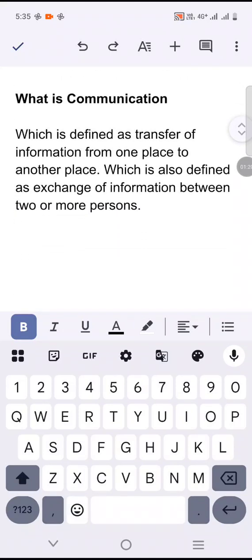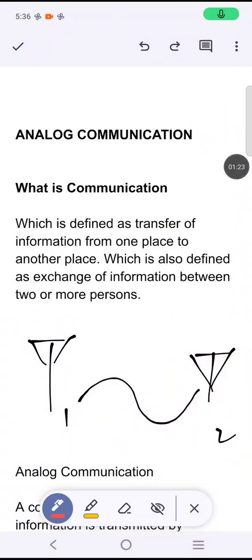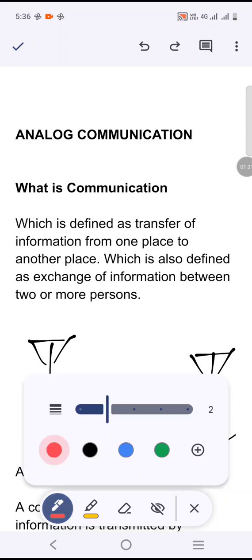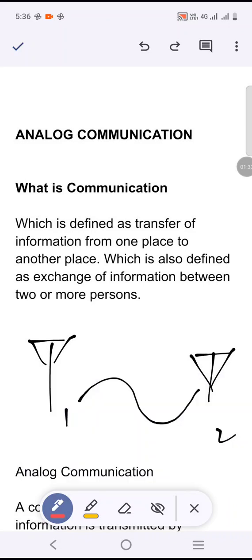So here is the general diagram representation for communication. Let's suppose this is antenna 1, and the other one is antenna 2. Whenever we are transferring from antenna 1 to antenna 2, the information is transferred from antenna 1 to antenna 2.